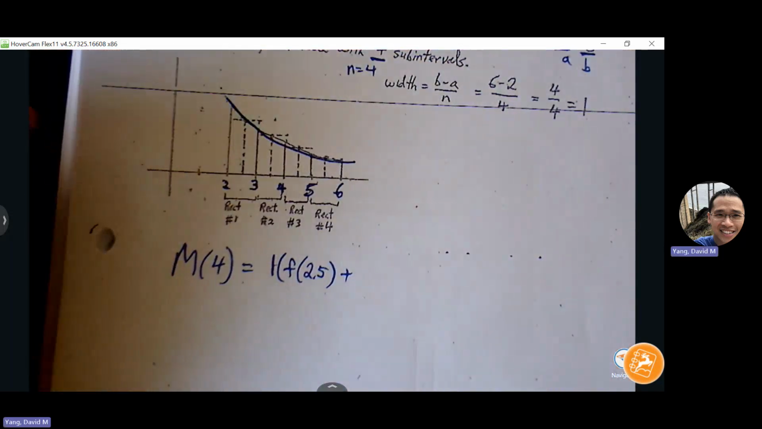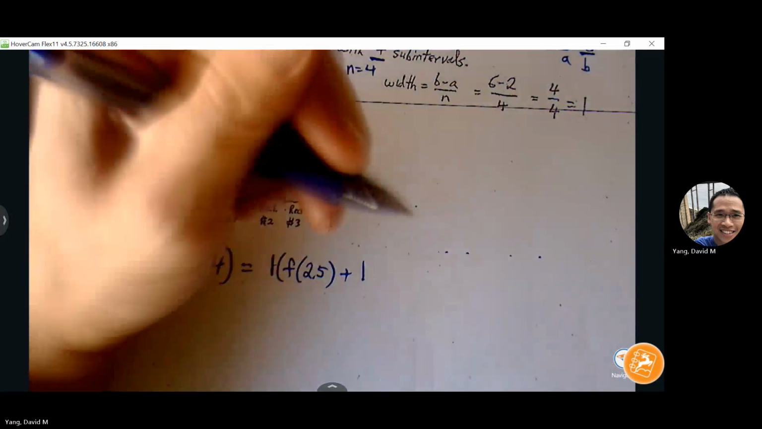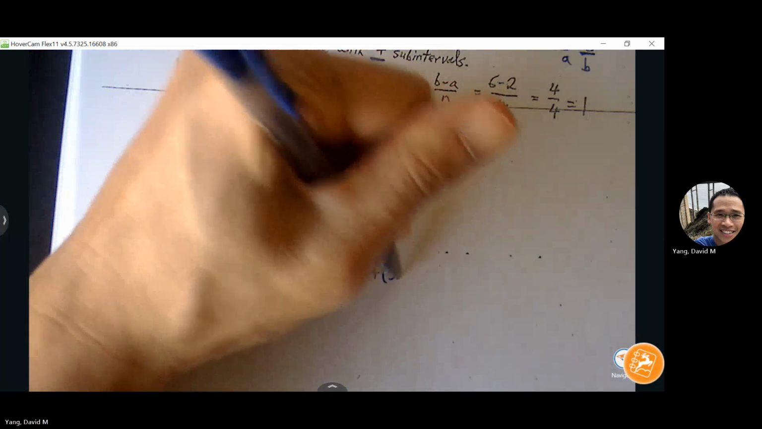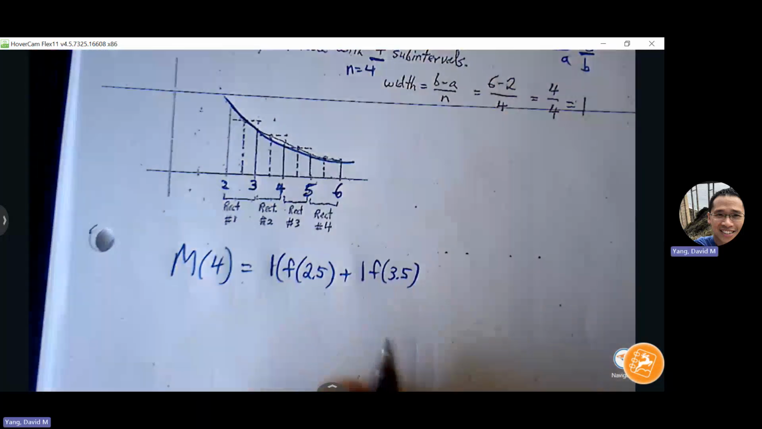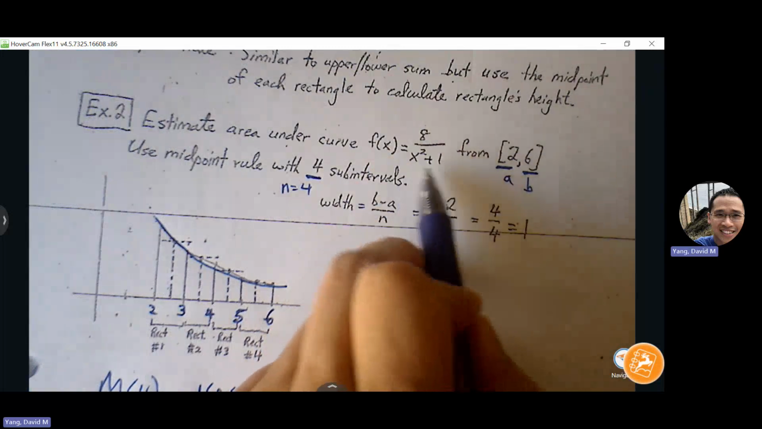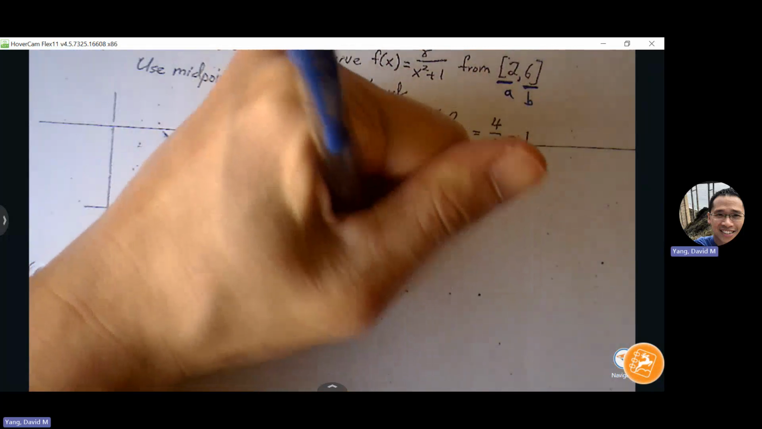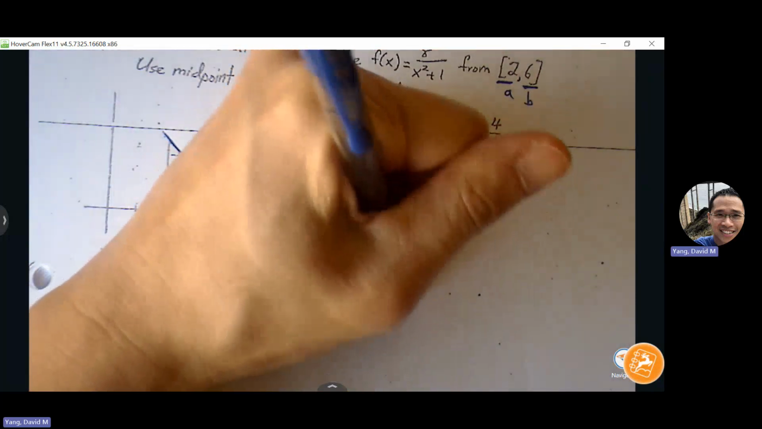Plus, what's the area of my second rectangle? 1 times what? Yep. And f of 3.5, we're just going to insert 3.5 into the function. Whatever that decimal value gives us, that's the height, right? But right now, I'm just having us practice writing it out in function notation.